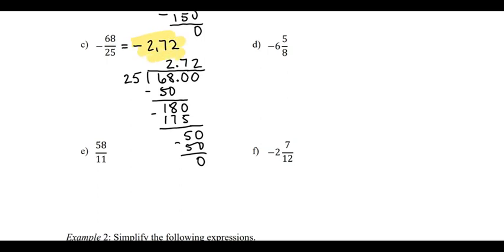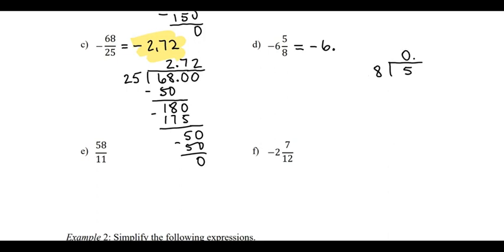Okay. Moving on to part D, you have negative 6 and 5/8. Because it's a mixed number, you do not need to convert that into an improper fraction. I apologize. So you can just write negative 6 as a whole part, put your decimal point, and then figure out what's 5 over 8, because you only need the fractional part to be divided to get your decimal part. Okay. So let's go ahead and do 5 divided by 8.